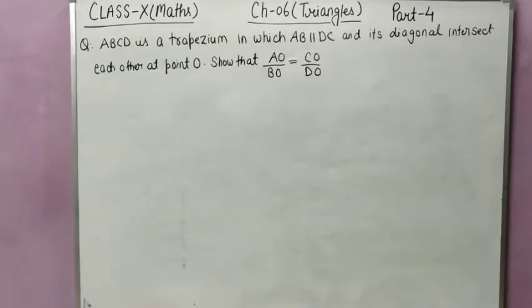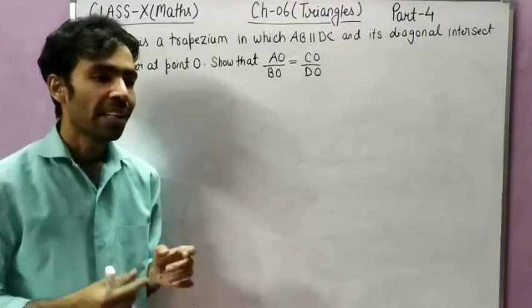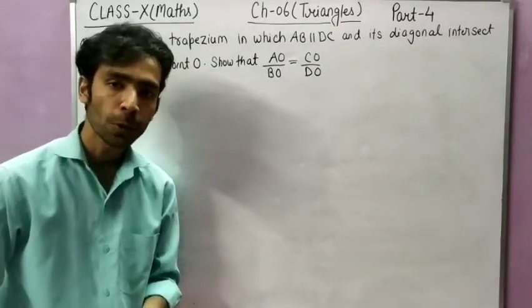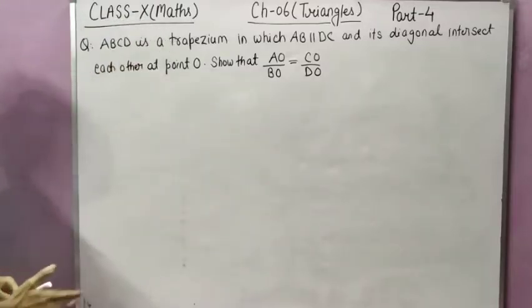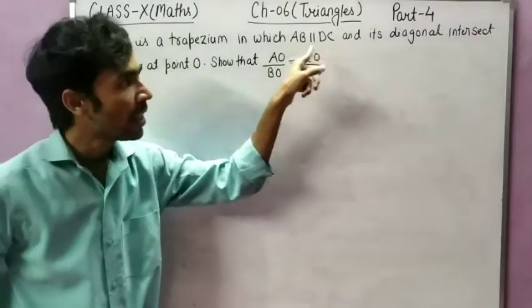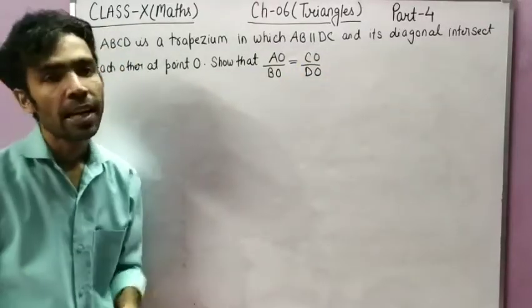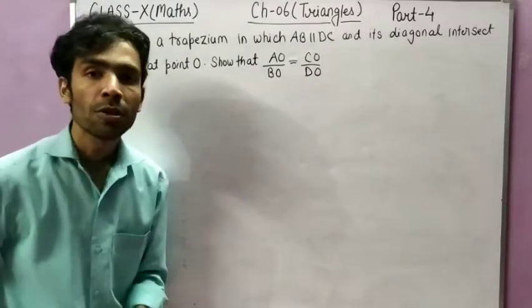Now, student, this is also from your exercise 6.2. All questions, whatever question I have solved, are either from exercise 6.2 or from the example before 6.2. So what is the question? ABCD is a trapezium in which AB is parallel to DC and its diagonals intersect each other at point O. Then show that AO upon BO equal to CO upon DO.